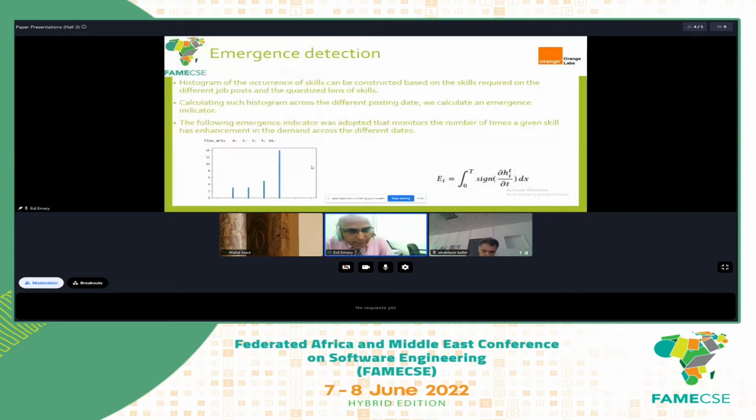After that, to detect emergence, we monitor the frequency of existence of skills over time by suitably quantizing the time, and if we have a skill that is increasingly demanded, as you can see in this slide, we catch it as an increasingly demanded skill, and hence we highlight it as an emergent tool. Okay.